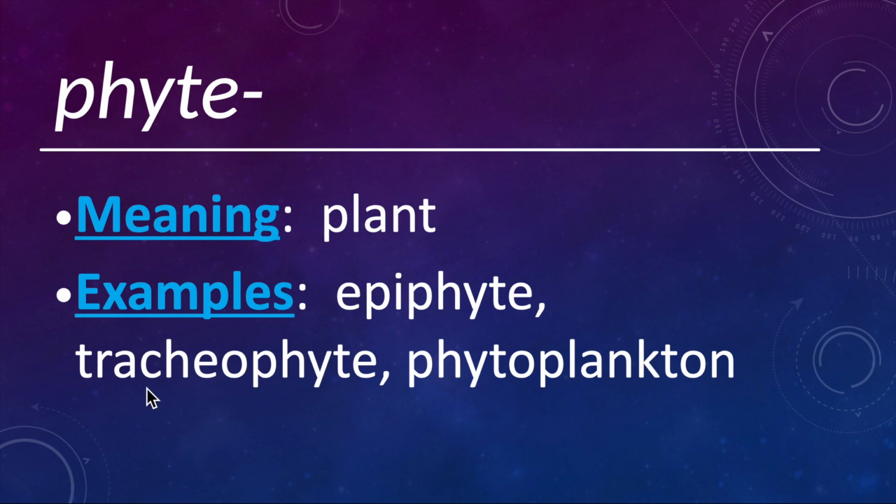Tracheophyte refers to plants that have vascular systems, so they have xylem and phloem, so they actually transport water up from the roots to the leaves. And then phytoplankton. Plankton really is free-floating organisms in the ocean or in a body of water, and then phytoplankton are ones that are like plants, so like algae.